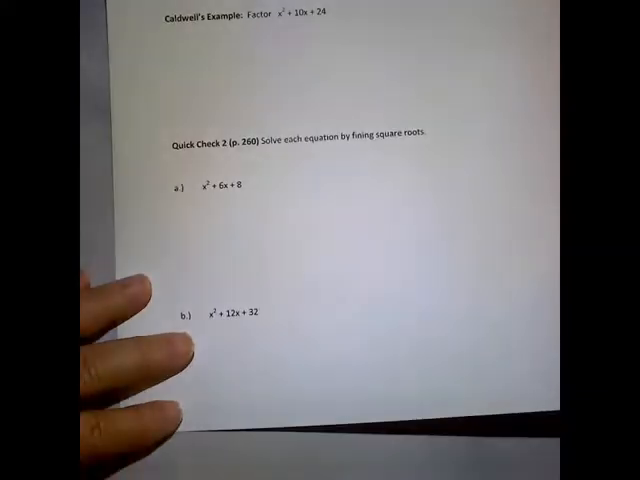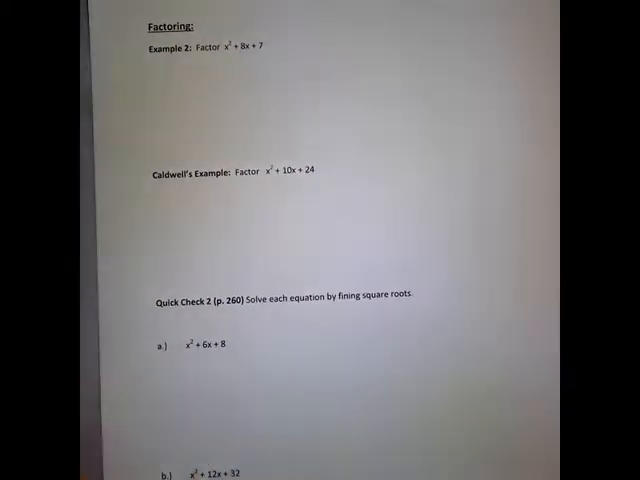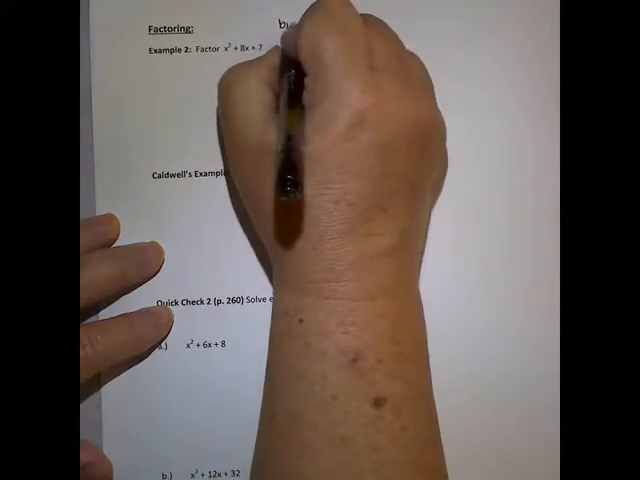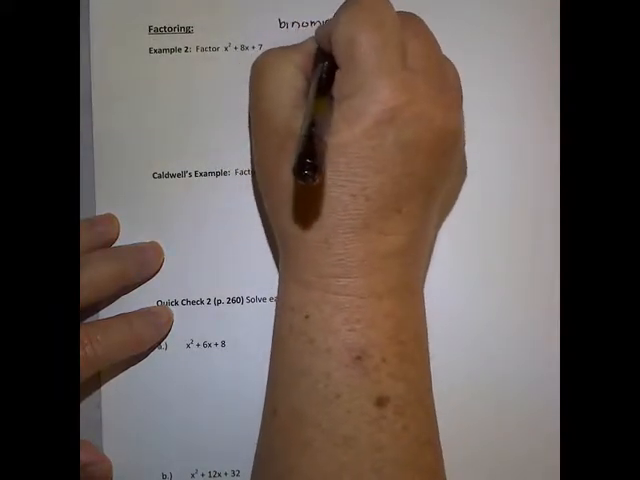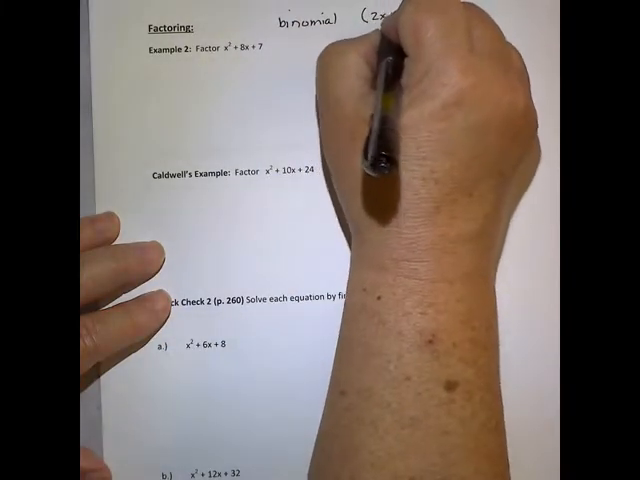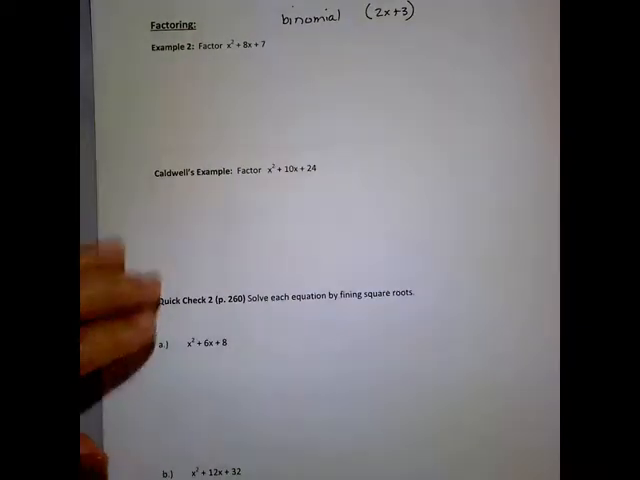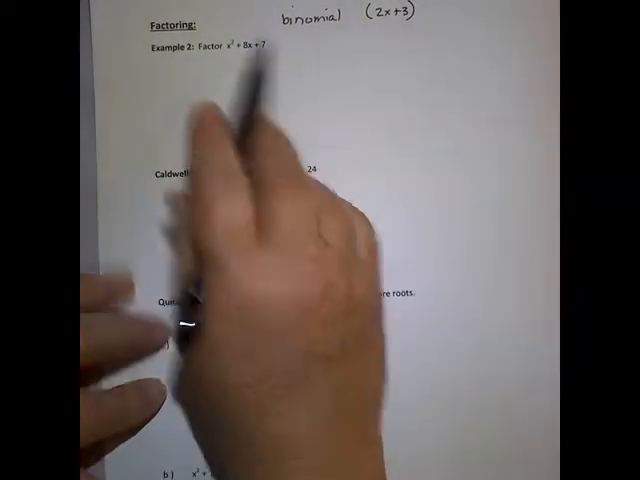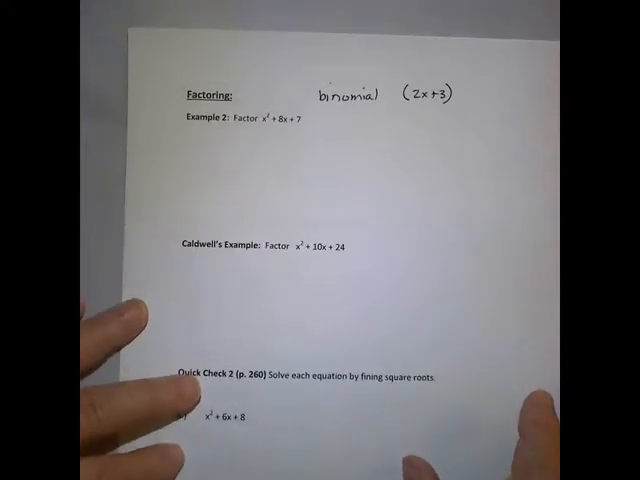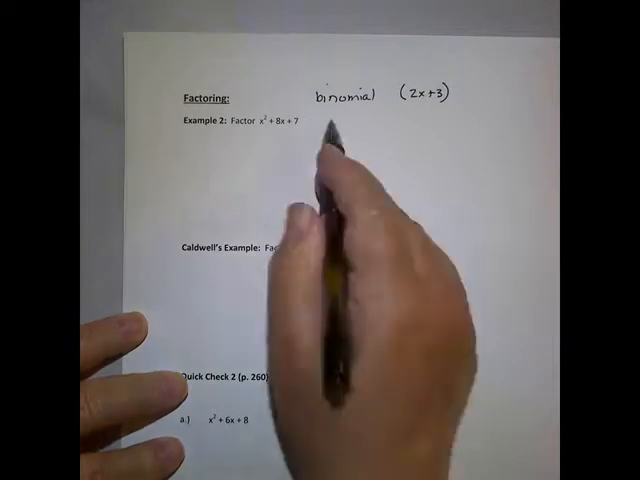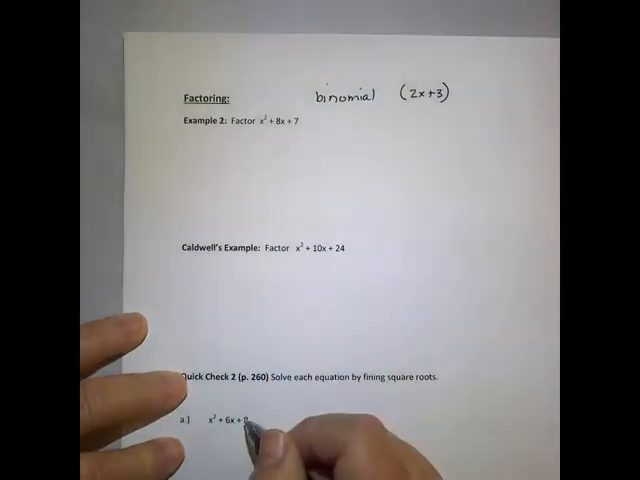The next type of factoring, we just did the greatest common factor. The next type of factoring is factoring by binomials. Our factors will be binomials. What's a binomial, you'll ask? Oh, something like this. That's a binomial. So we'll have 2 sets of those binomials that will be factors of x squared plus 8x plus 7. Okay? That's a binomial. All right, let's take a look.